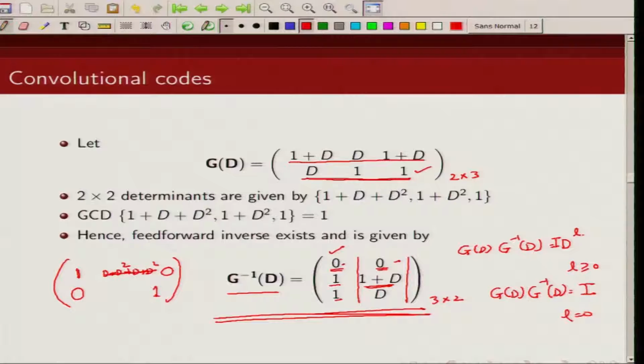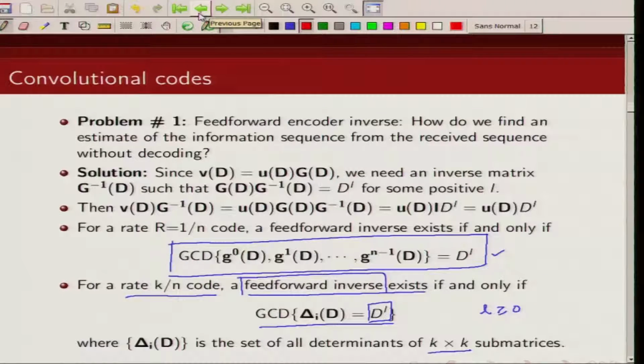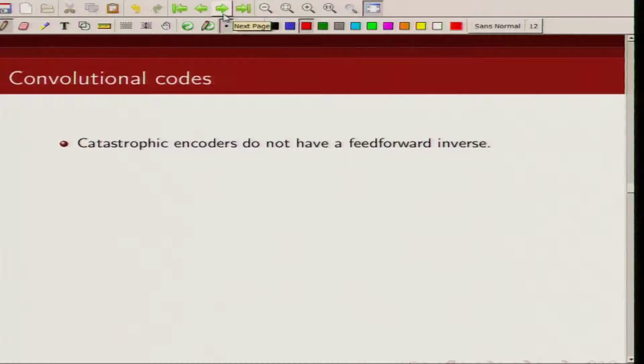So, now to recap basically. The condition under which a feed forward inverse exists for a convolutional code whose generator matrix is given by G(D) is given by this condition for a rate 1 by n code, and for a k cross n code it is given by this condition. Now, catastrophic encoders do not have a feed forward inverse. So, for a catastrophic encoder, we will show you that their inverse has feedback terms.